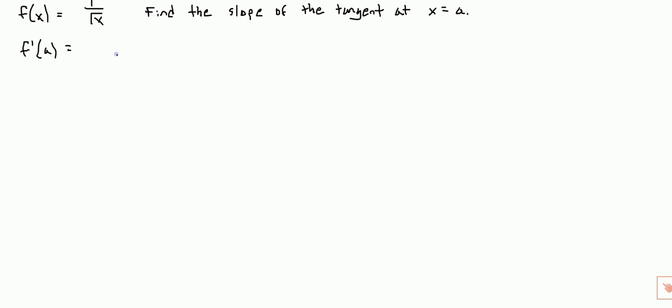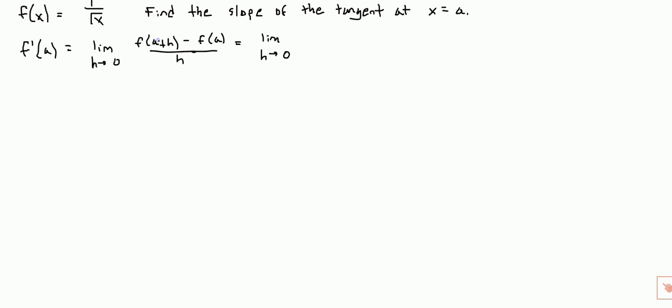So f prime of a is the limit as h approaches 0 of f of a plus h minus f of a all divided by h. Okay? So let's plug in what we know. Limit as h approaches 0.